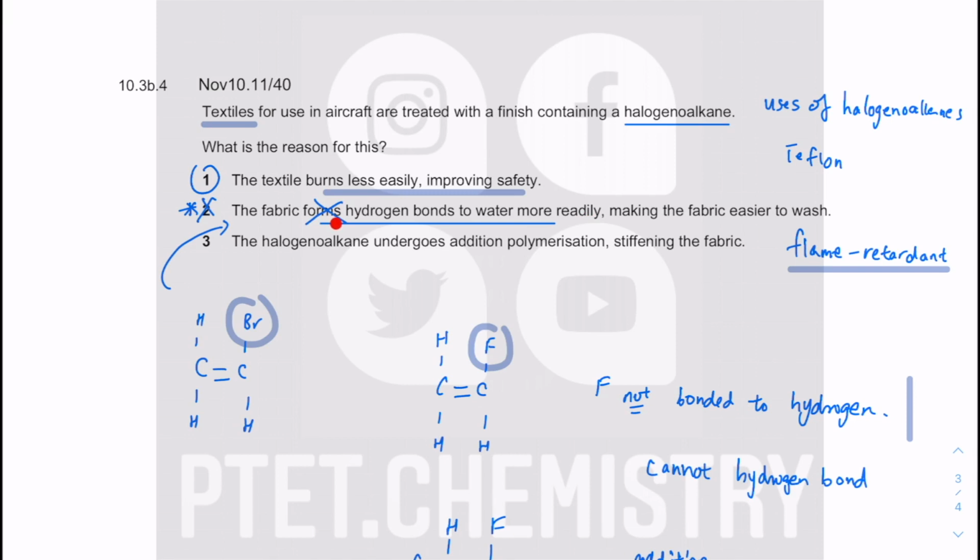And this was my mistake previously. So don't make the same mistake as me. Make sure you read the question and understand the concept of hydrogen bond. 2 is definitely wrong, so this leaves option number 1 as the only possible answer. As you know from the 4 options, if 2 is wrong, only number 1 can be correct there. Okay?